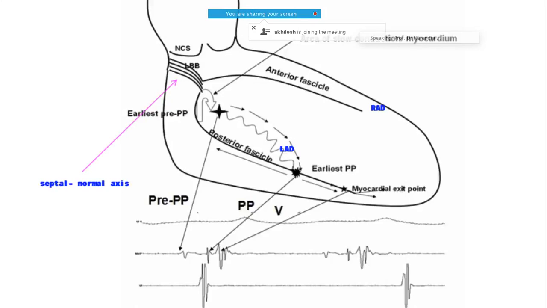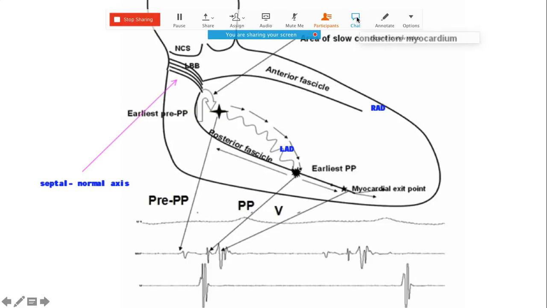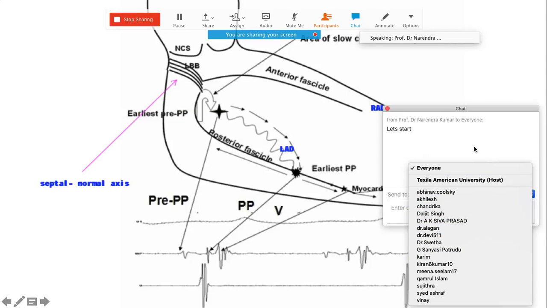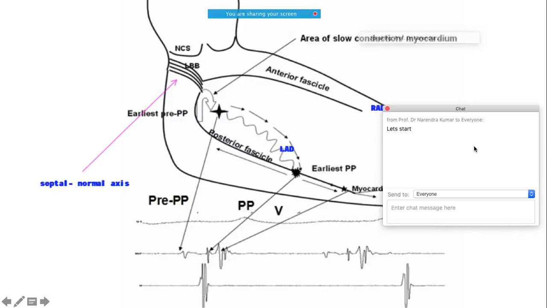if you come across the ECG, what will be the differential diagnosis for a fascicular VT? Would anyone like to comment? You all can use the chat box. I want some answers from the students, okay? We are having so many students attending. So tell me, you can use the chat box. What is the differential diagnosis?